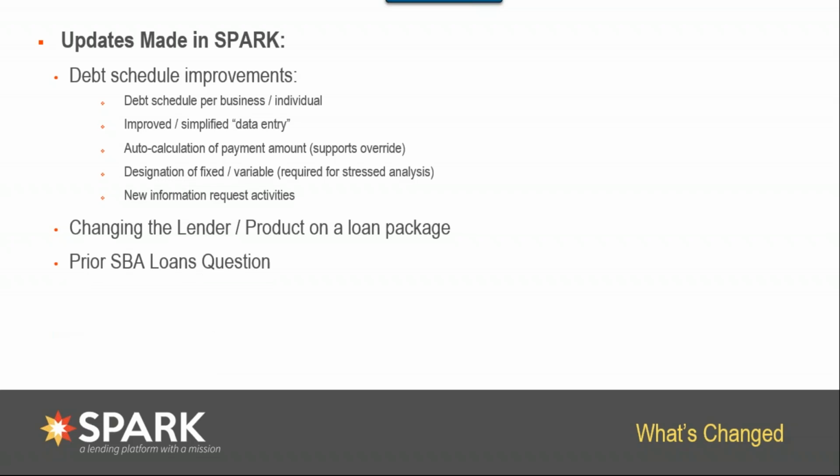Additionally, we've changed the prior SBA loans question. This is a requirement where we need to designate if the business has any prior SBA loans. Today we were looking at the debt schedule to see if the business or individual had any prior SBA loans. After this release, we're going to be looking at the business history questionnaire, because that is being asked already and is a better source of information to guarantee that we're letting the SBA know of any prior loans for the package.